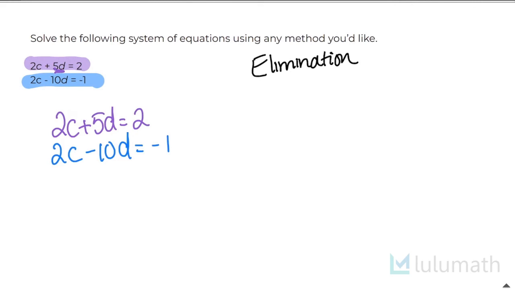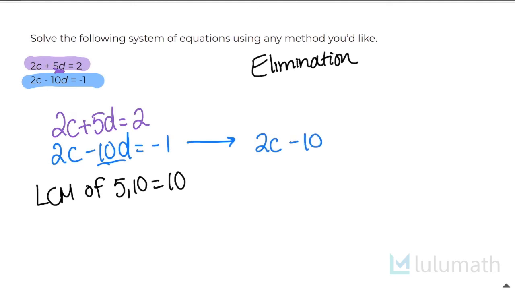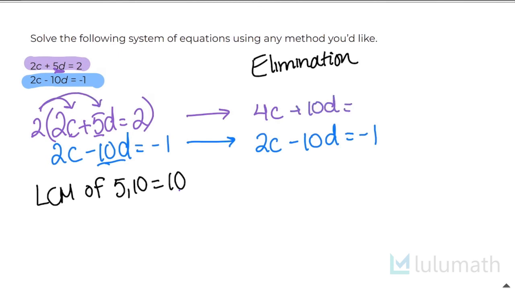I'm going to find out what the LCD or LCM, the least common multiple of 5 and 10 is. So the least common multiple of 5 and 10 is just 10, which means that our blue equation right here doesn't have to change at all. So I can just say 2C minus 10D equals negative 1. Now for the top one, to get this 5 to a 10, I have to multiply by 2. So when I multiply by 2, 2 times 2C is 4C, okay? 2 times 5D is 10D, and don't forget to do the other side of your equation. 2 times 2 is 4.